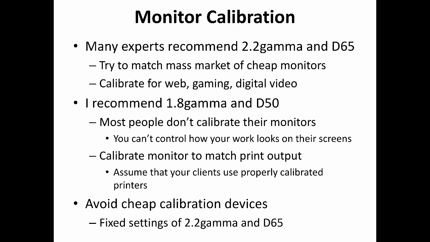And again, this assumes that your client is going to use properly calibrated printing equipment, which should be the case if you're sending your digital files to an actual commercial publisher, a journal publisher, a textbook publisher, and so forth. So for this reason, I recommend sticking with the old Mac settings of 1.8 gamma and D50, because those settings are set up to ensure that what you see on screen matches what comes out in print.